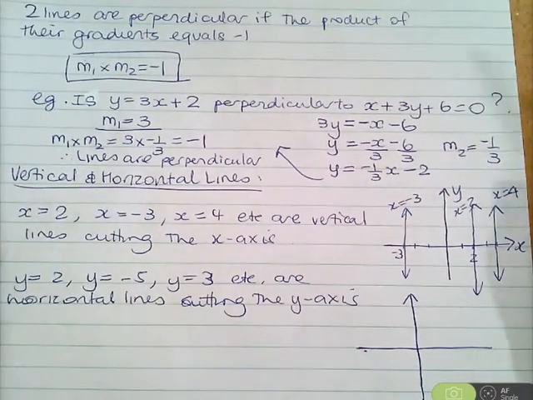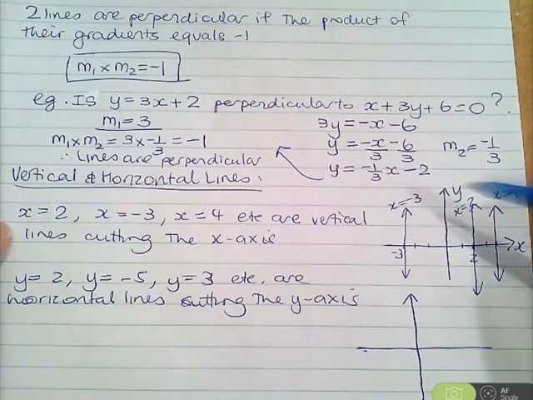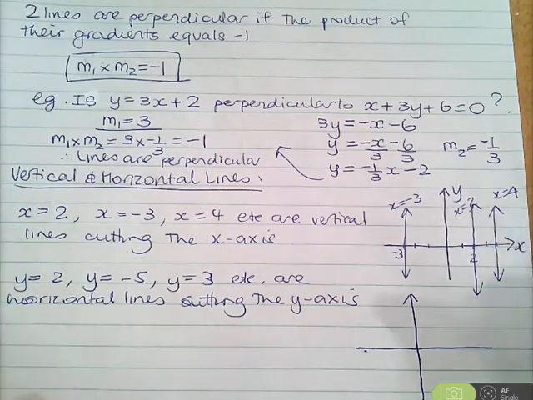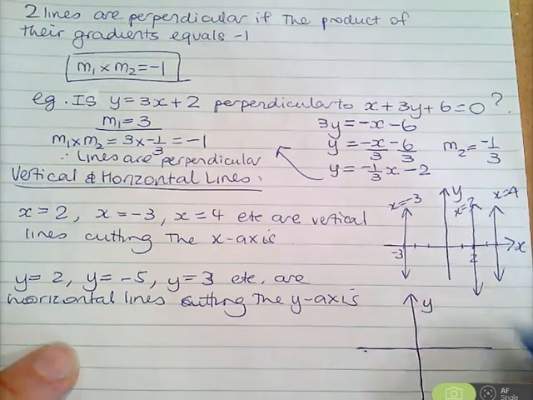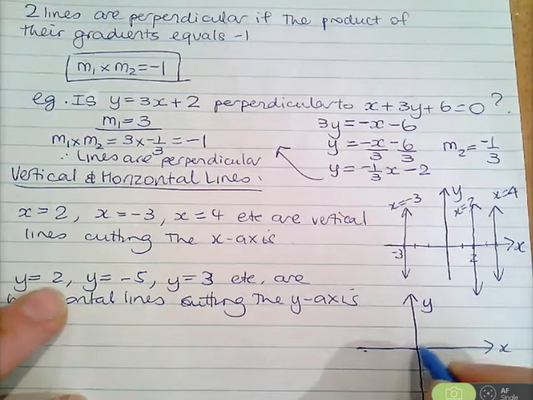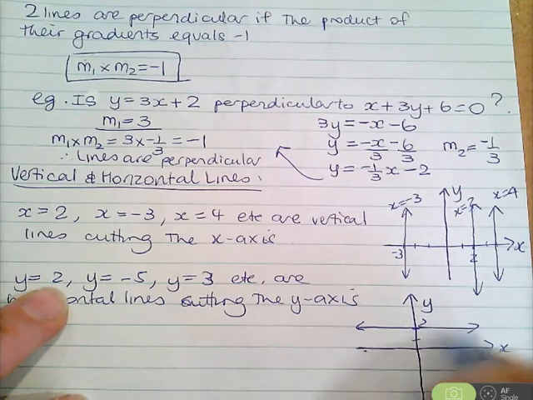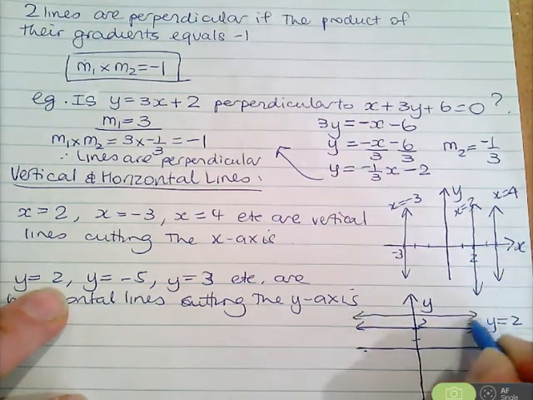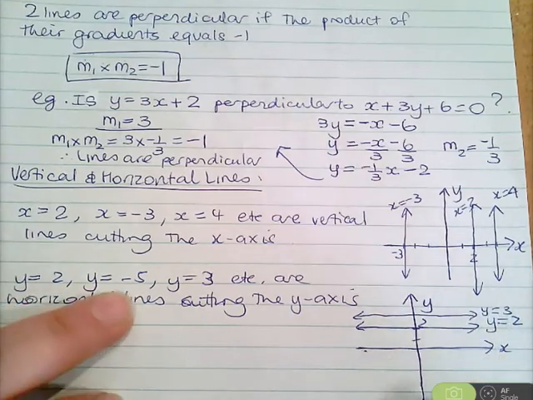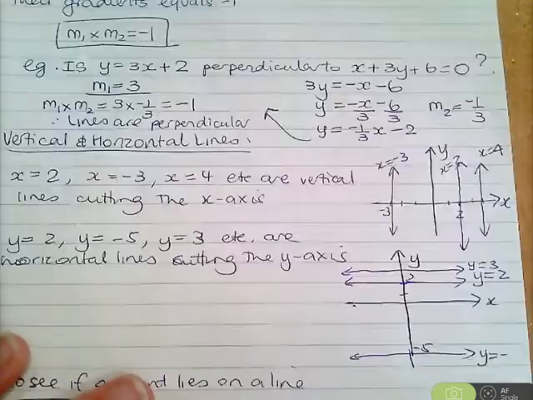Okay, so these vertical lines have this form and they cut through the x-axis. Same thing, now look at horizontal lines, y equals 2. If this is the point y equals 2, then the line y equals 2 goes across like that. y equals 3 would be up here. y equals negative 5 would be down here somewhere. Okay? Sorry, I'm off the screen.